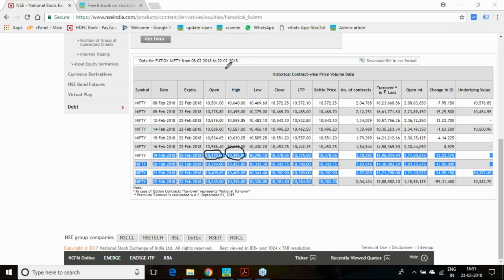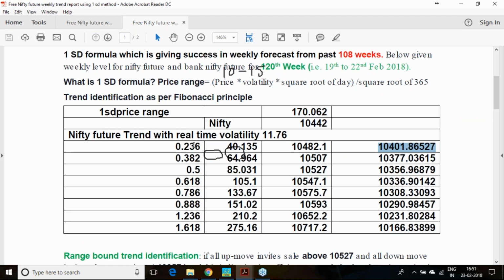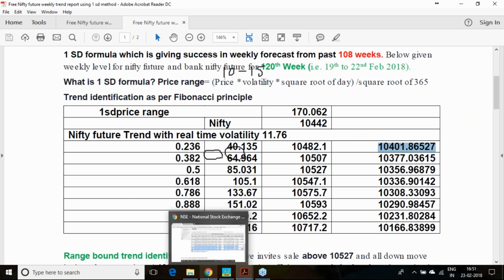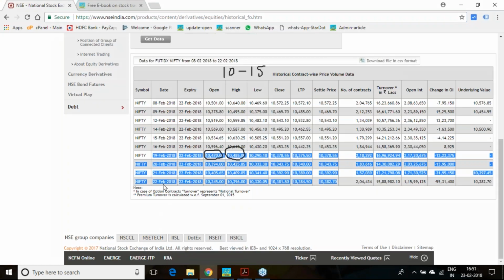That's why I say that once the market opens, give 10 to 15 minutes for the market to settle down, and only then make an entry. Even if you don't get a chance to enter at the 0.236 level, you can get a chance at the 0.382 level. So there is nothing wrong in waiting for 10 to 15 minutes. In a high volatility situation, this kind of false trend breakout also happens.